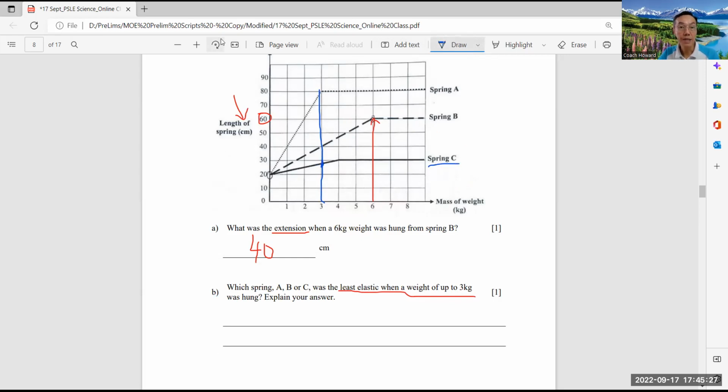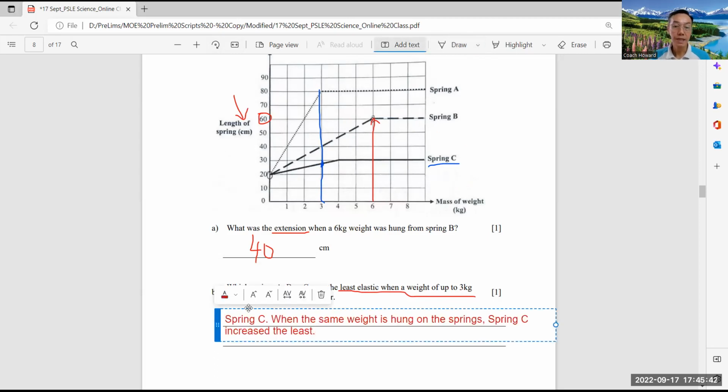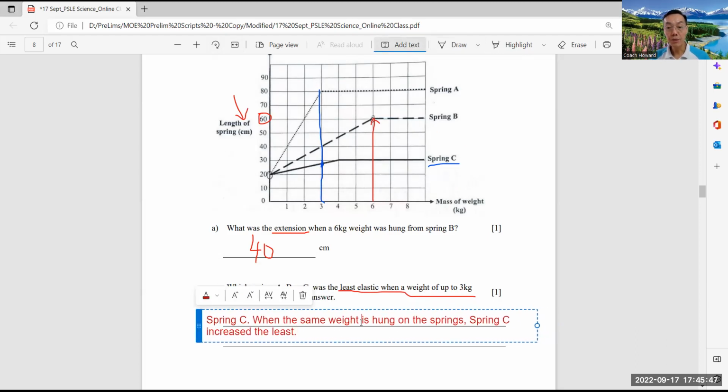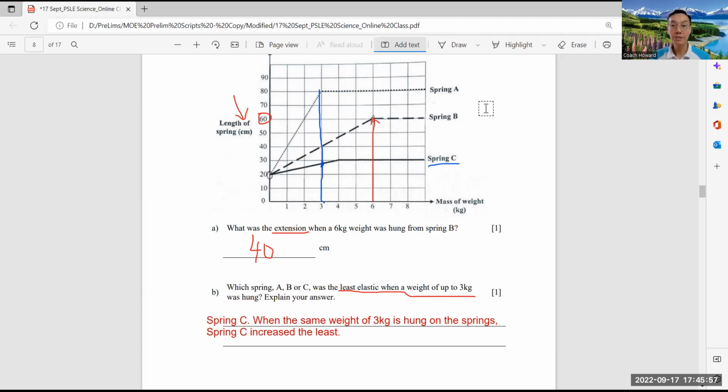Okay, then you have to explain your answer. So it says spring C, when the same weight is hung on the springs, spring C increases the least. So this is how you explain. This is only 1 mark. Okay, spring C. When the same weight of 3 kilogram is hung on the spring, spring C increases the least. Okay, so this is the answer for this question.